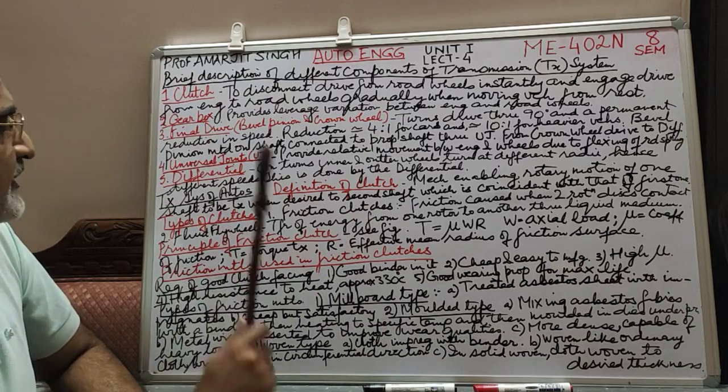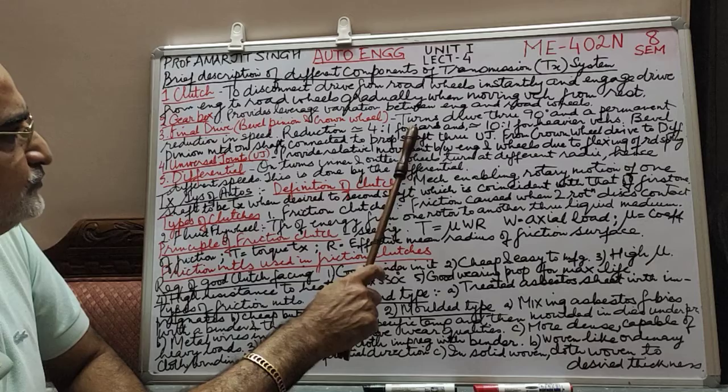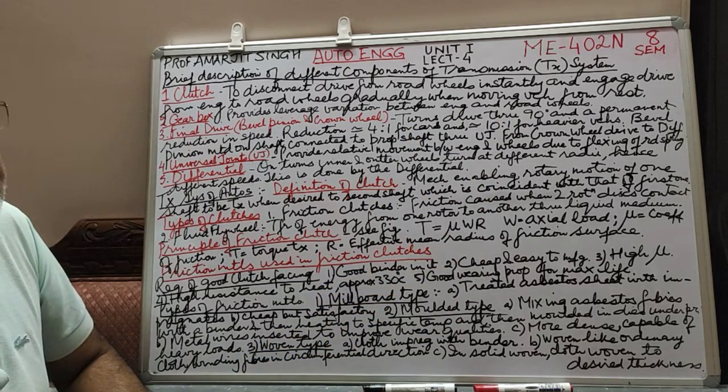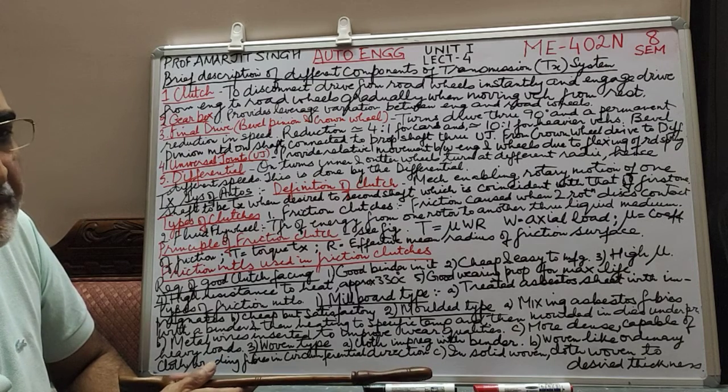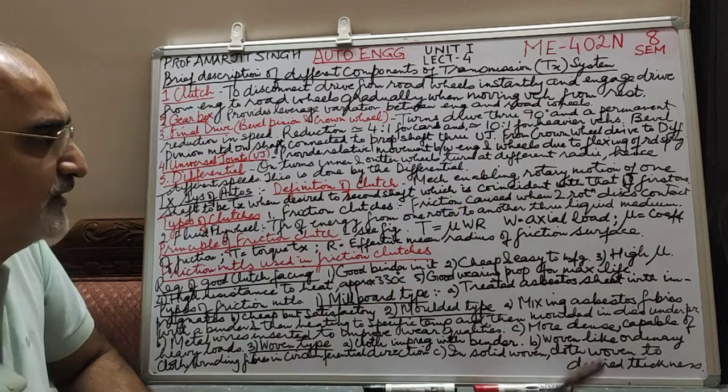Now what is the function of final drive? The final drive turns the drive through 90 degrees. Drive from the engine comes through the propeller shaft to the center of the vehicle, and from there 90 degrees to one wheel and the other 90 degrees to the other wheel. This is the meaning of that.